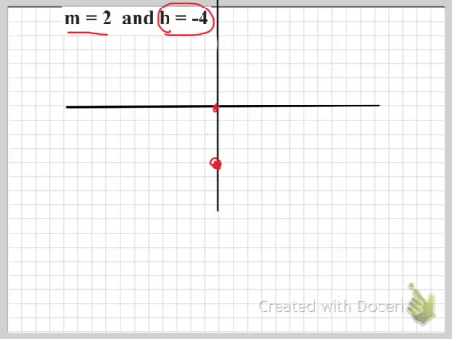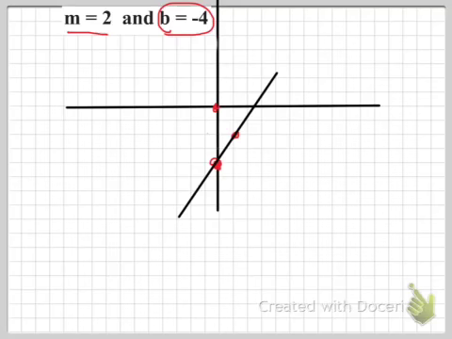So what I'm going to do is I'm going to count up 2 and over 1 from there. And that gets me 2 points. And then from here, I just use a straight edge or something to make my line. And I just want to make sure I'm going through those 2 points. And so right there, I've graphed that line with a slope of 2 and a y-intercept of -4.